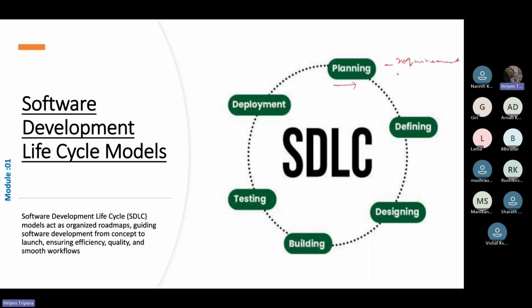Feasibility means whether this particular thing, according to the requirement, is feasible or not. That also we need to see. Then, after feasibility, what else do we have? We also need a project scope. What is project scope? Project scope, S-C-O-P-E.